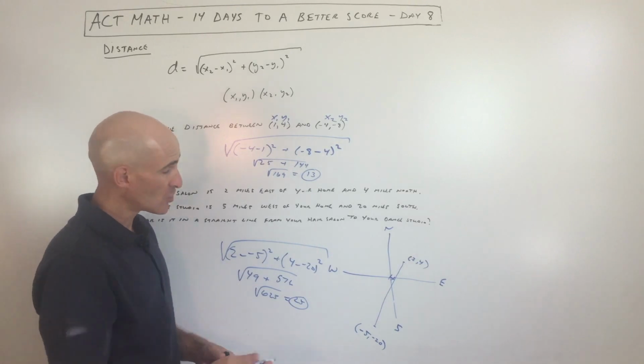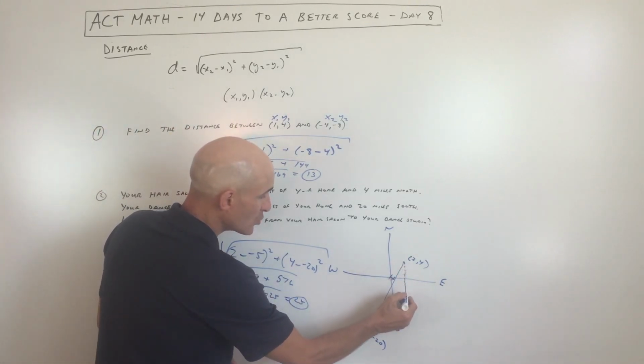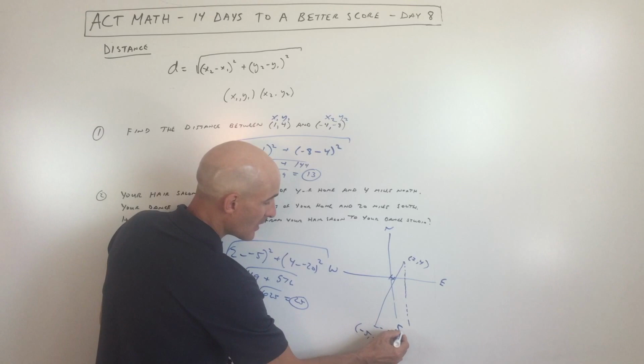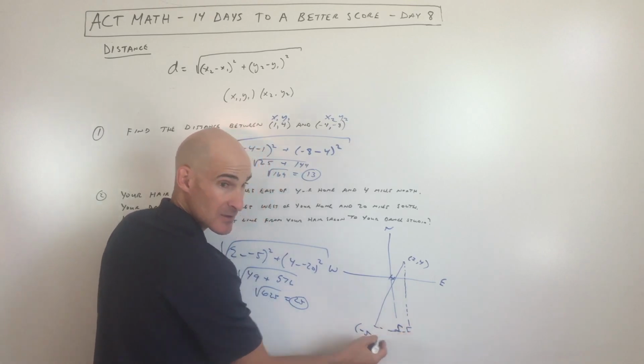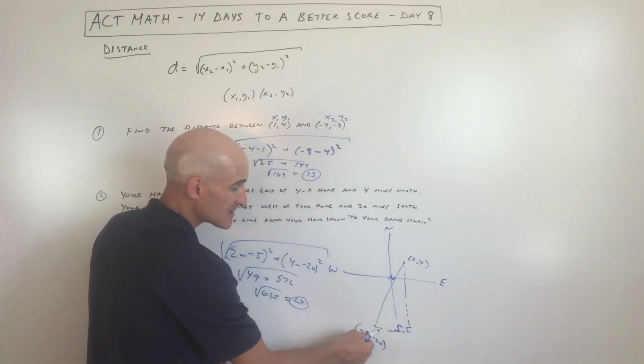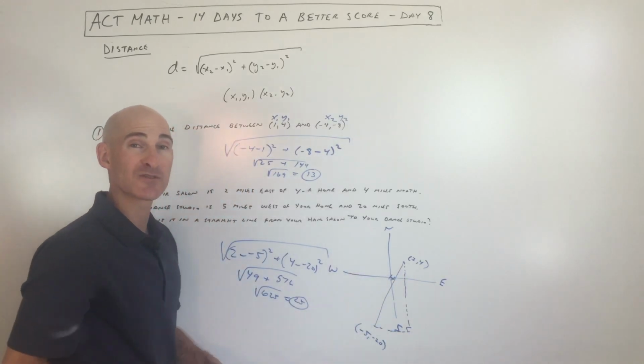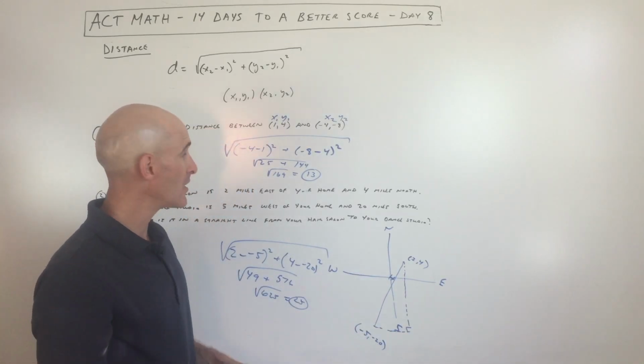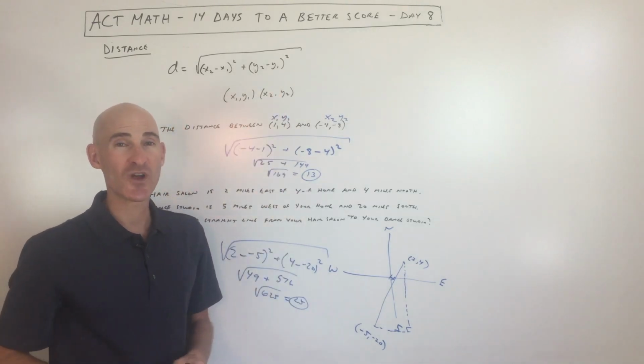Another way you could do this, just another quick way of approaching this, is you could drop a perpendicular like this, a perpendicular like this, a horizontal line. And then what you can do is you can find this distance, and then do the Pythagorean theorem to find that hypotenuse. So that's another way to do it. That's actually where the distance formula comes from.